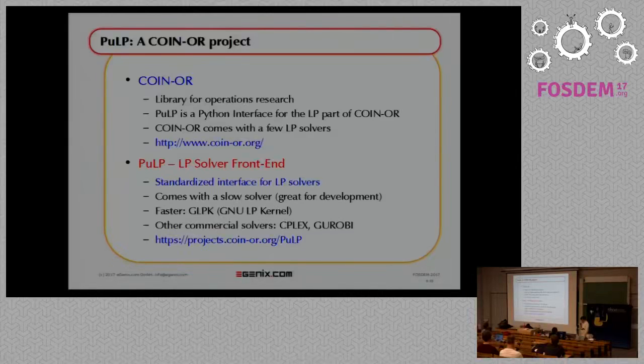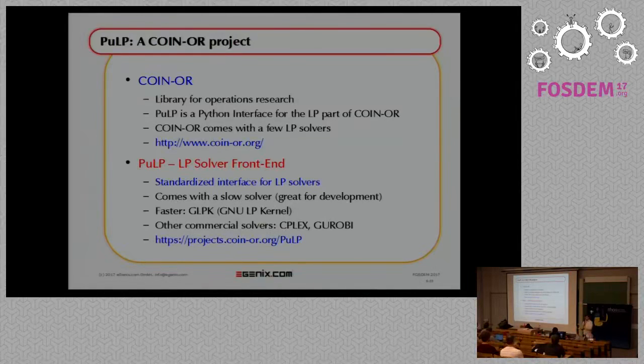And PuLP is a library. It's written in Python. It provides a standard interface to solvers that solve linear programming problems. It's part of the COIN-OR library, which is a standard library for doing operations research. And you can see the websites here. You can go there.